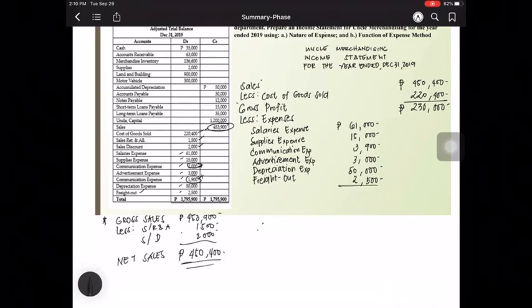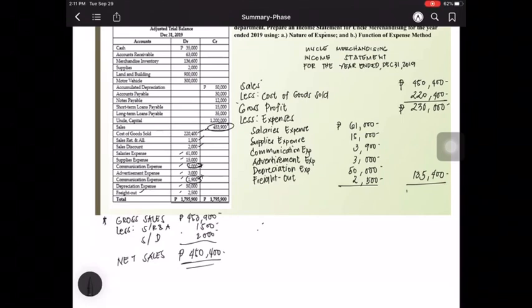Okay, so you just get the total of the expenses. That would be 61,000 plus 15,000 plus 3,900 plus 3,000 plus 50,000 plus 2,500. Okay, so you should have computed your total expenses as 135,400. Okay, let's counter check. 61,000 plus 15,000 plus 3,900 plus 3,000 plus 50,000 plus 2,500. So, yeah, that's correct.